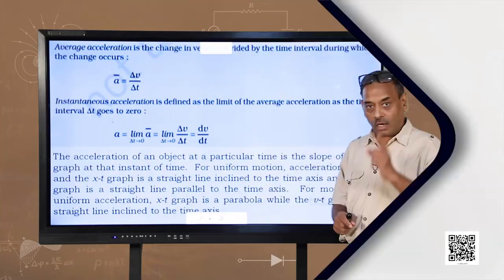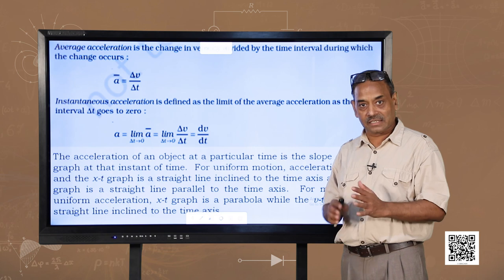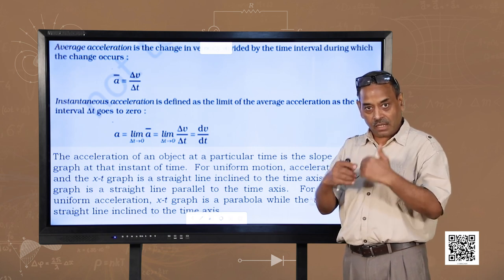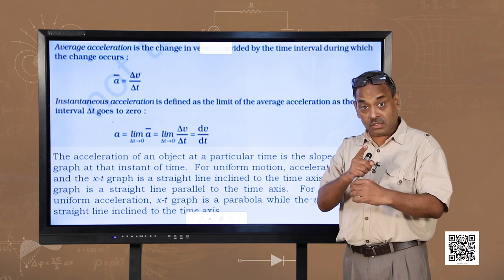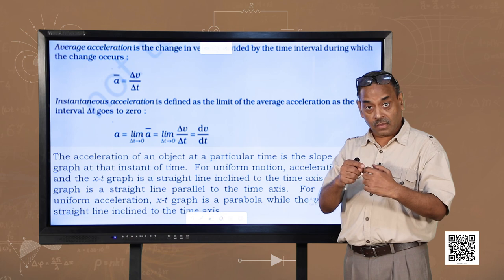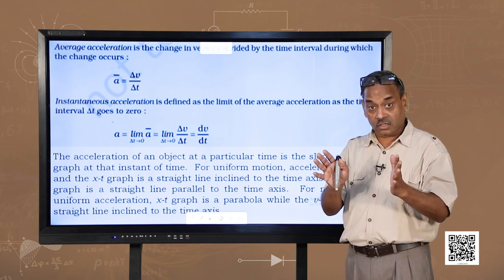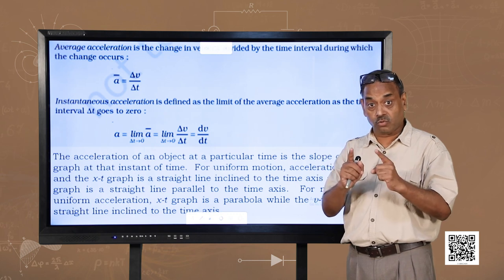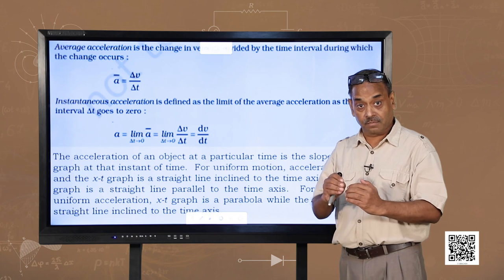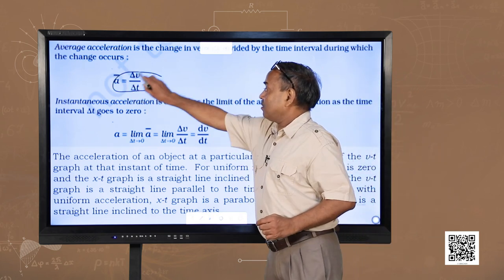Don't worry. So after understanding the average velocity, let us now go for the acceleration. The average acceleration is defined by the change in velocity divided by a given time. Now remember, this is change in velocity, not change in speed. This is a very important point. Velocity, not the speed. Remember this throughout. Acceleration is nothing but change in velocity divided by change in time. Right? So the average acceleration is given by this equation.